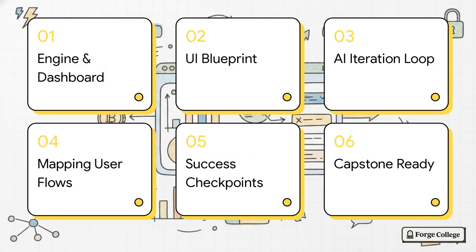Okay, let's fly through our agenda for today. First, we'll cover why the engine needs a dashboard, then we'll design the UI blueprint, hit the AI iteration loop, map out our user flows, run through our checkpoints for success, and finally, get you ready for the capstone.